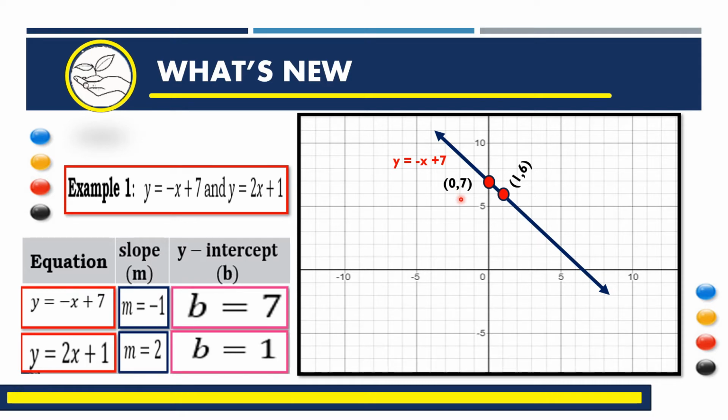Now, we're going to plot the equation y is equal to 2x plus 1. The y-intercept is 1, so our coordinate for this is (0, 1). So, let's plot (0, 1) here. And the slope is positive 2. So, we need to move upward 2 units, 1, 2, and then 1 unit to the right. So we have here the coordinate. And this is the graph for the equation y is equal to 2x plus 1.